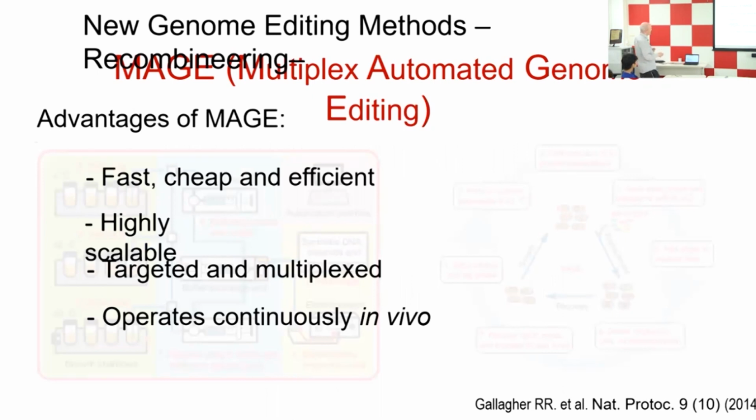nucleases. So what is the advantage of MAGE versus other previous approaches? Well, the best of all is that it's highly scalable. It can be multiplexed, and it operates continuously in vivo. Okay, so these are advantages with respect to homologous recombination that I mentioned at the beginning, and also recombination with PCR fragments that I also told you.